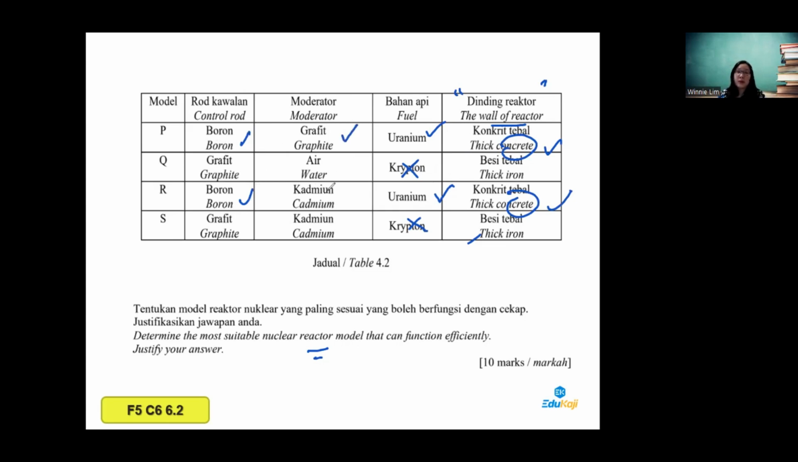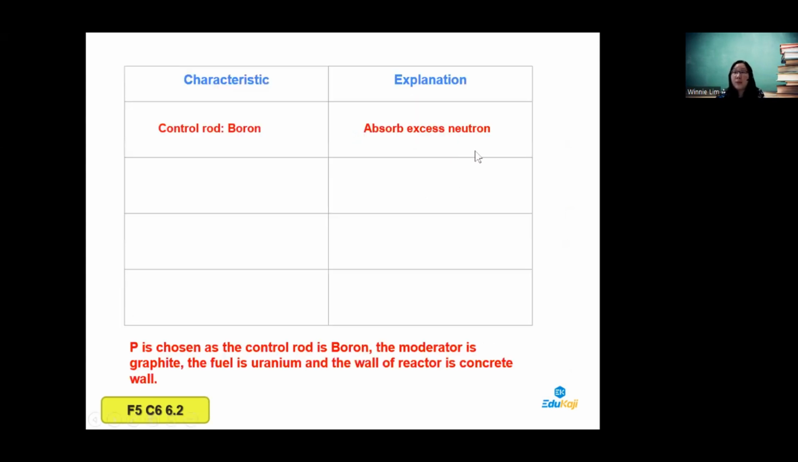So same thing, you see, you already have the choice which is P. But like I say, for this question, let's say you don't know this topic, you cannot answer. So generally, what is the function of this control rod? They are used to absorb the neutron.